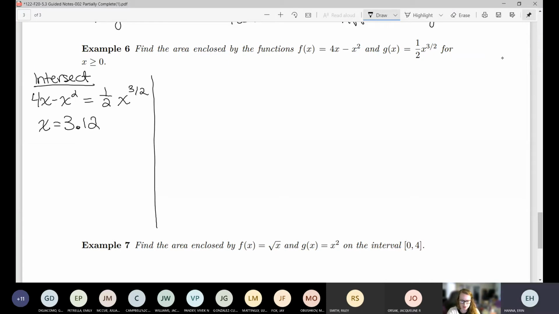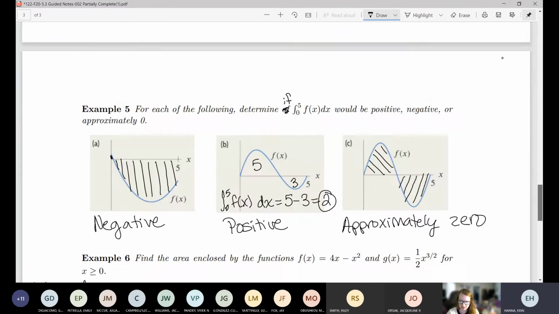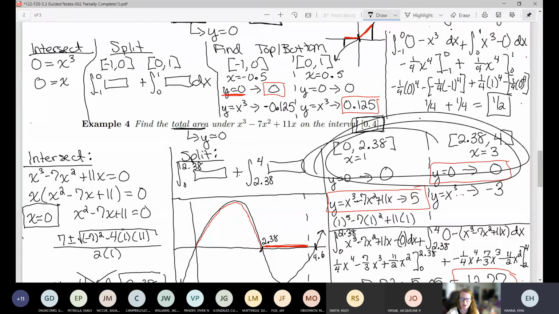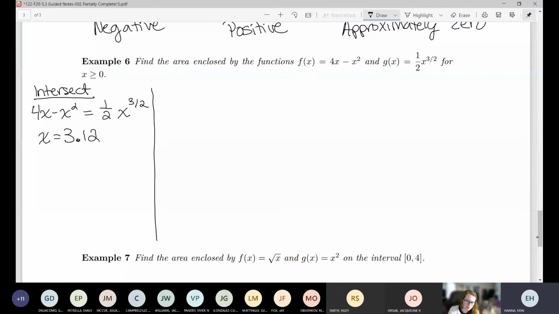I used to write down that little split step, but it doesn't really do anything for our lives. So I'm just going to jump to the top minus bottom piece. Now notice the interval that we're given is x is greater than or equal to 0. So we're essentially starting at 0, and we're going to make it stop where they intersect. If it doesn't give you a full interval, like a closed one with 2 endpoints, you're going to take whatever value they intersect at, and that's what you're going to use to close it.